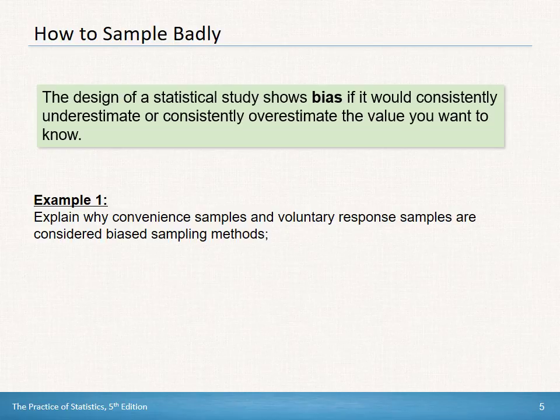For example one on your notes sheet, just fill in why convenient and voluntary response samples are considered biased. We just talked about that. So convenient samples, they're convenient. So you're picking people that might all share the same opinion. They're more likely to share the same opinion because you're getting them all from the same area instead of randomly selecting them. And then the voluntary response, we just talked about that. It's only people with strong opinions. So just fill that out on your worksheet.